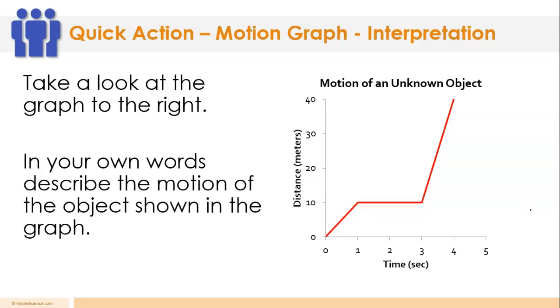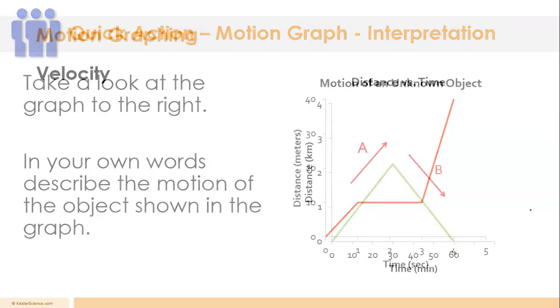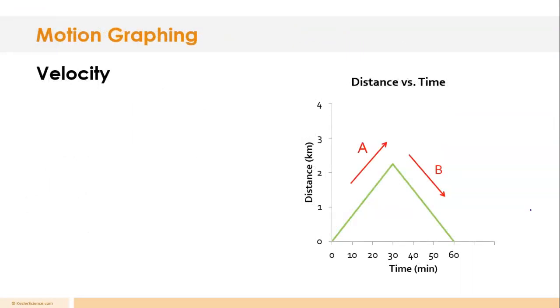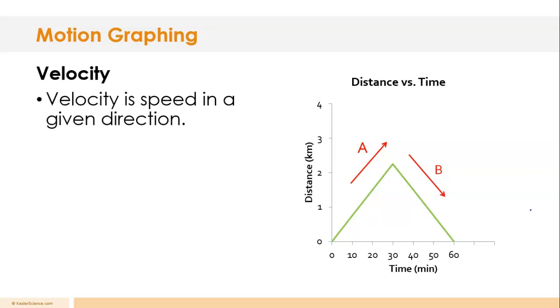Keep that in mind because we'll be doing an activity where you will need to remember that. We can also learn about velocity from a distance time graph. In fact, just a recap of the definition of velocity. It is speed in a given direction, so it includes both speed and direction.